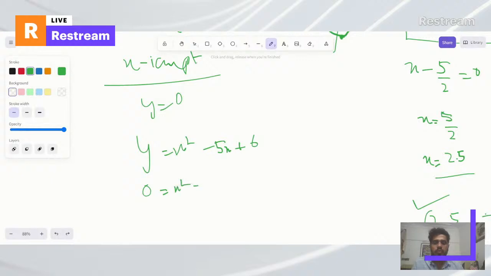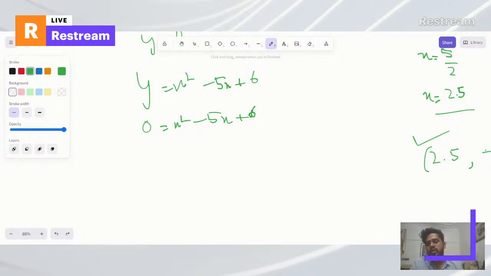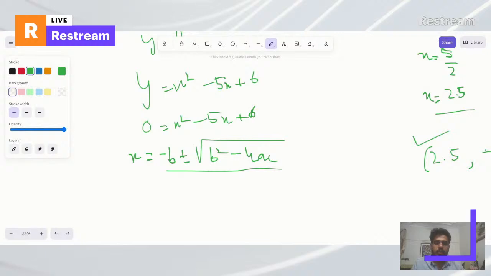Now I'm going to solve this using the quadratic formula. What's the quadratic formula? I think we've been learning this for a while now. Hold on a second. Now I'm going to tell you the quadratic formula directly, which is x equals negative b plus minus under root b square minus 4ac divided by 2a.